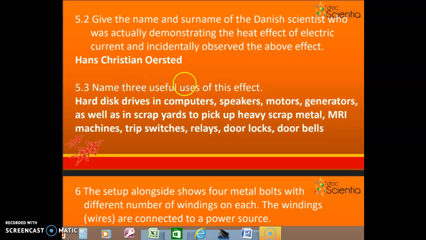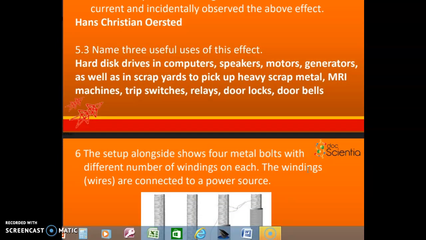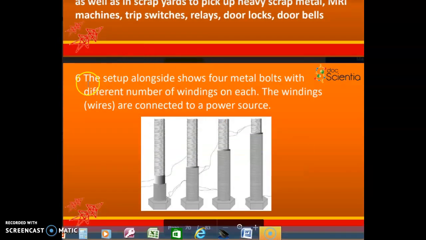5.3. Name 3 useful uses of this effect, the magnetic effect. So, hard disk drives in computers, speakers, motors, generators, as well as scrap yards to pick up heavy scrap metal, MRI machines, trip switches, relays, door locks, doorbells. Let's say vacuums.